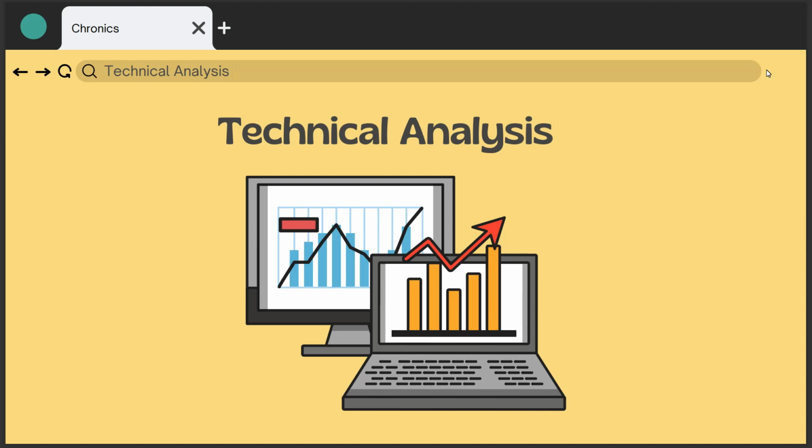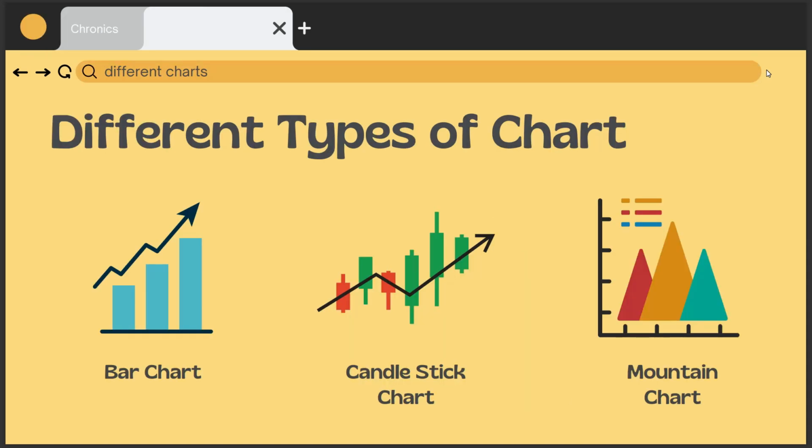Now, talking about technical analysis, there are different types of charts. If you see, I've listed a few charts right here. Let me bring my mouse right here. There is one chart called the bar chart. In a bar chart you will just have bars, and it will show you an upward trend or a downward trend.